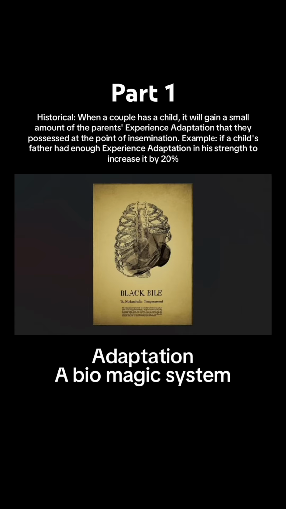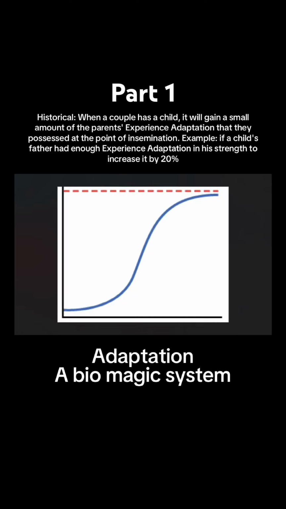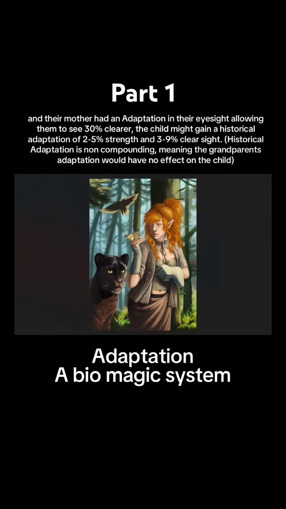Historical. When a couple has a child, it will gain a small amount of the parent's experience adaptation that they possessed at the point of insemination. Example: if a child's father had enough experience adaptation in his strength to increase it by 20%, and their mother had an adaptation in their eyesight allowing them to see 30% clearer, the child might gain a historical adaptation of 2 to 5% strength and 3 to 9% clear sight. Historical adaptation is non-compounding, meaning the grandparents' adaptation would have no effect on the child.